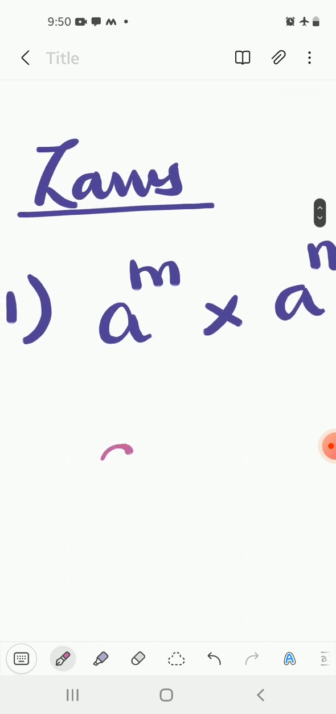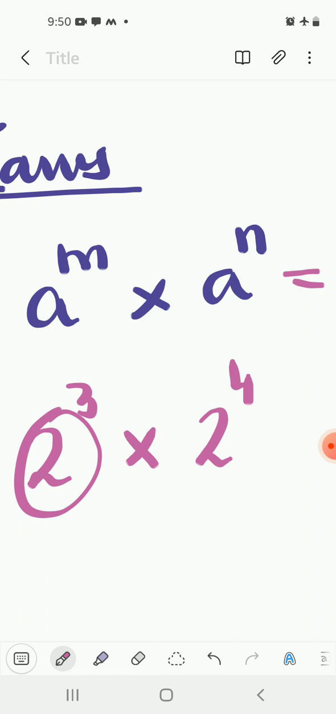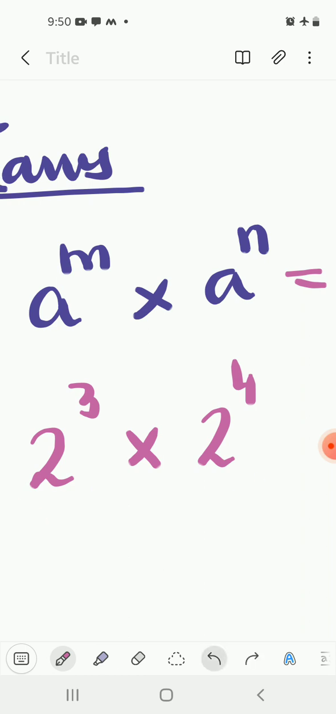Let's take an example to understand it better. For an example, if I am given a number such as 2 to the power 3 into 2 to the power 4. So you can see the base is the same, 2. But the powers are different, 3 and 4. It doesn't matter if the powers are the same or different. The main thing is the base has to be the same.